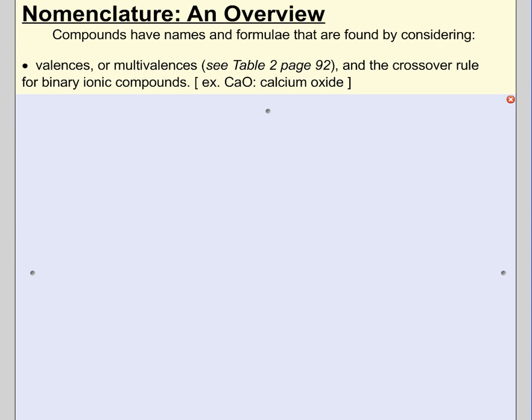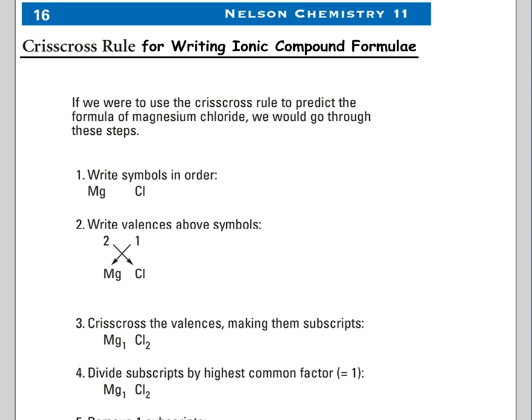All right, the other part that goes together with binary ionic compounds is the crossover rule. The crossover rule was introduced in grade 10, and it allows you to, given the valences or the ion charges of the metal and nonmetal ions, predict the chemical formula.